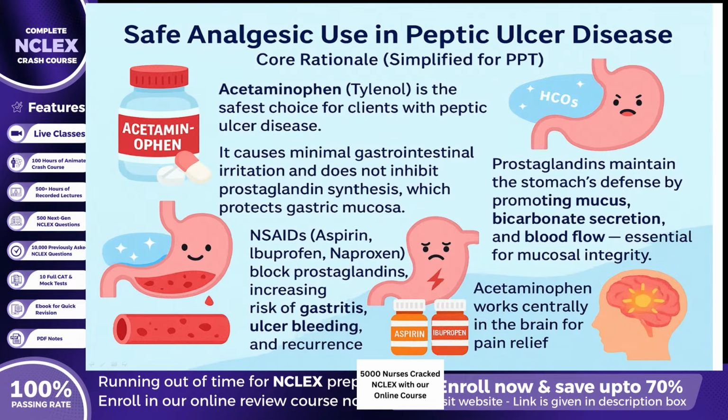Now, moving on to the detailed rationale that strengthens this concept. Acetaminophen is the preferred analgesic for clients with a history of peptic ulcer disease because it poses minimal gastrointestinal toxicity and does not interfere with prostaglandin synthesis within the gastric mucosa.